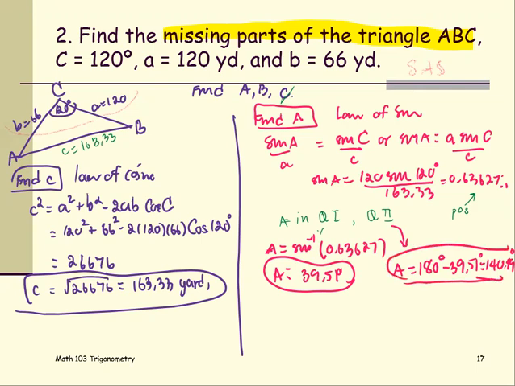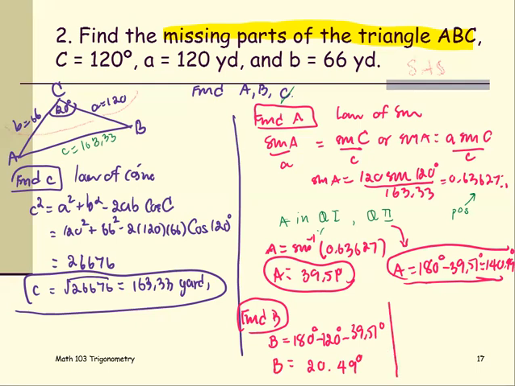And for each number, we're going to use them to find angle B. To find angle B, we use the sum of all three angles equals 180 degrees. So B equals 180 minus 120 minus 39.51 degrees. That gives us 20.49 degrees.